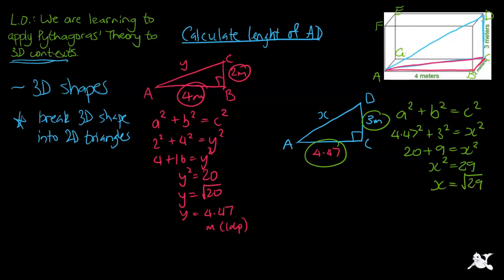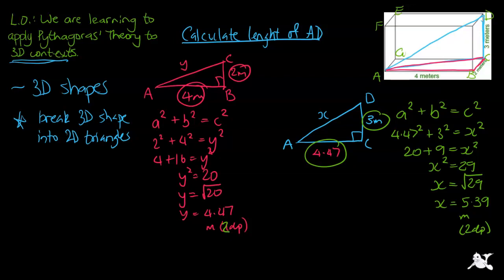Again, we pop that into our calculator, square root of 29. X will be equal to 5.39 meters. And I've rounded that to 2 decimal points. Oh, I just realized I got the rounding wrong. That was meant to be 2 decimal places earlier on.